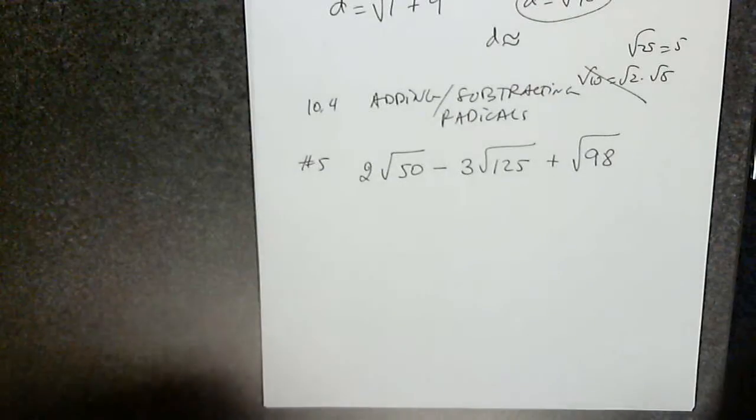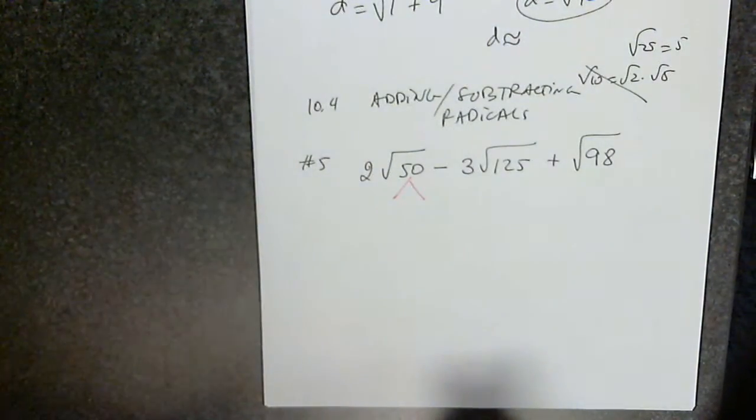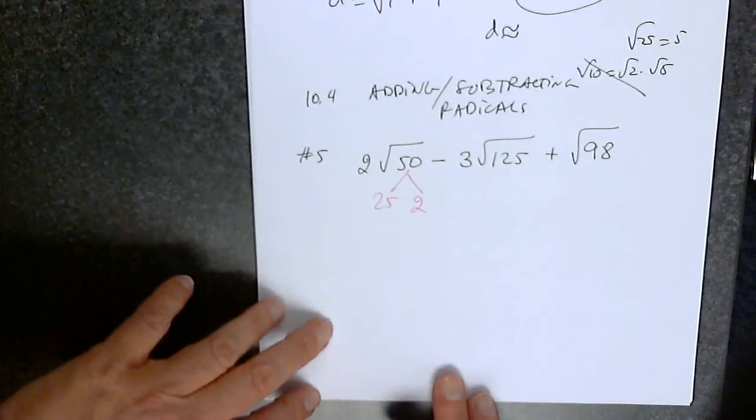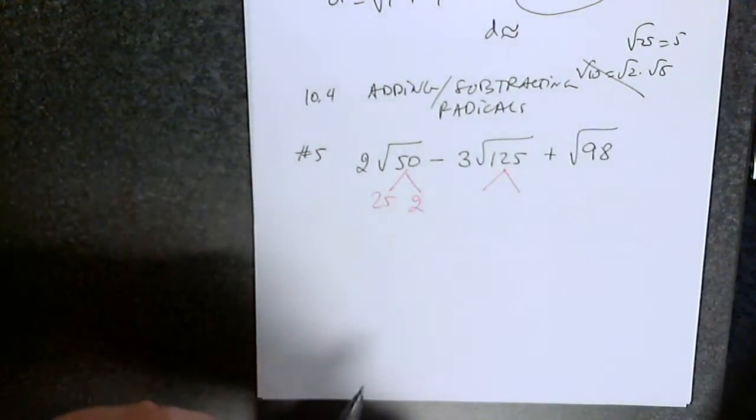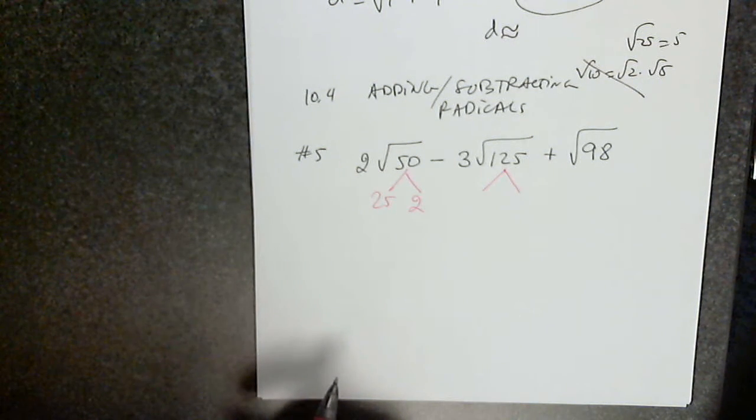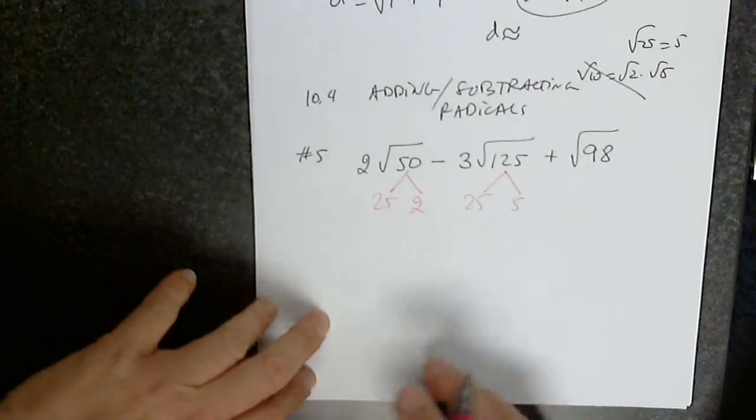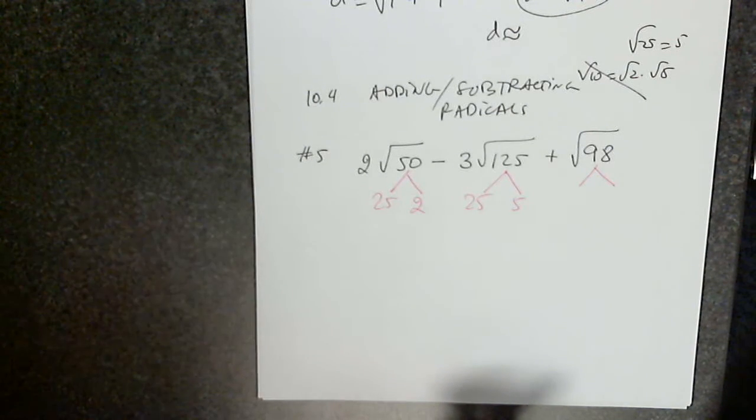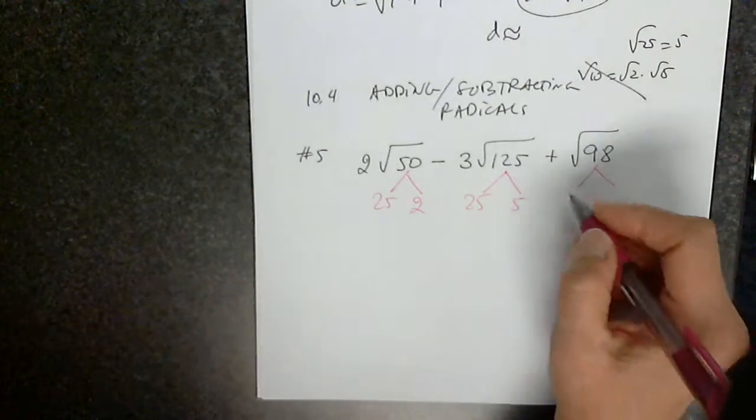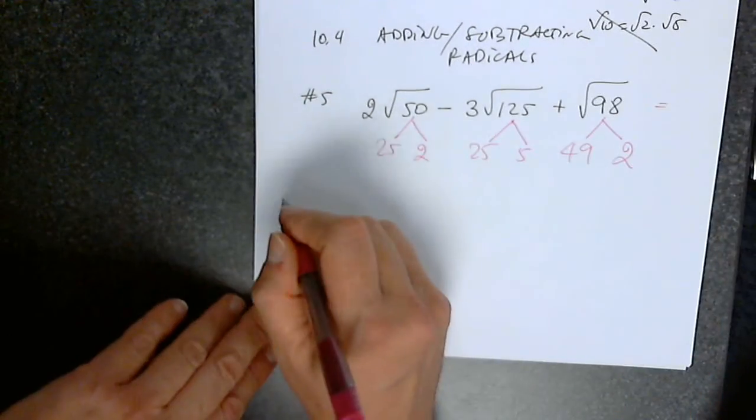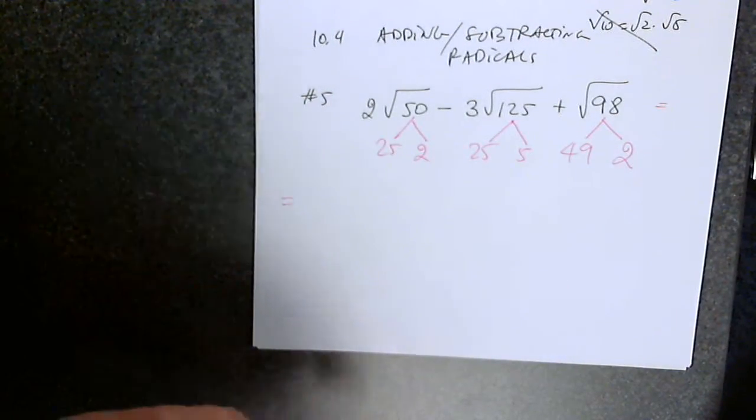So I will look at 2 the square root of 50, and I know that I have to split 50 into... I look at 125, and I know that I have to split 125 into... There are 5 25s in there. Yes, 25 and 5. And I look at 98, and I know that I have to split it into... If I divide by 2, I get 49, right? So 49 and 2. I will rewrite the whole thing just to make sure I'm not missing anything.